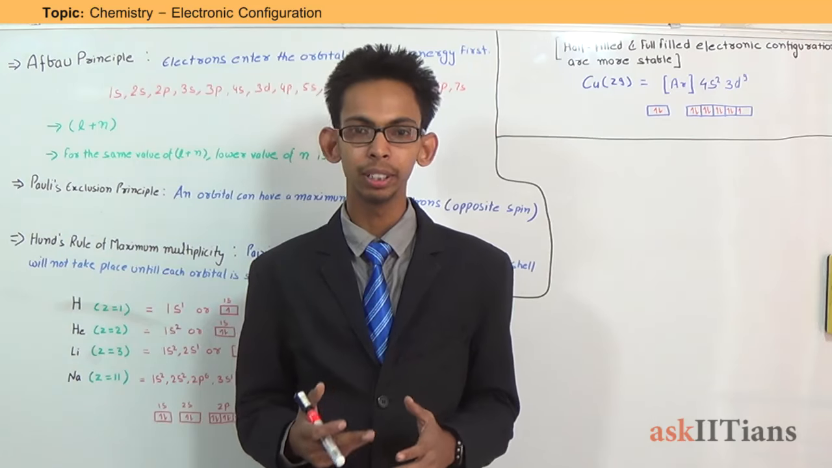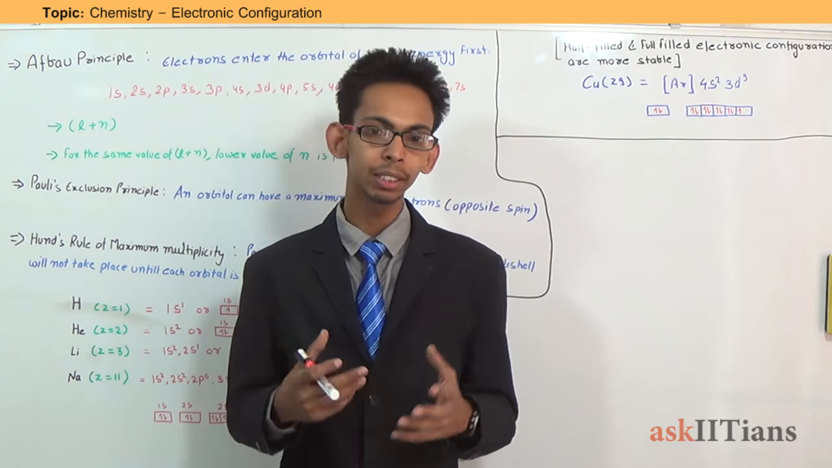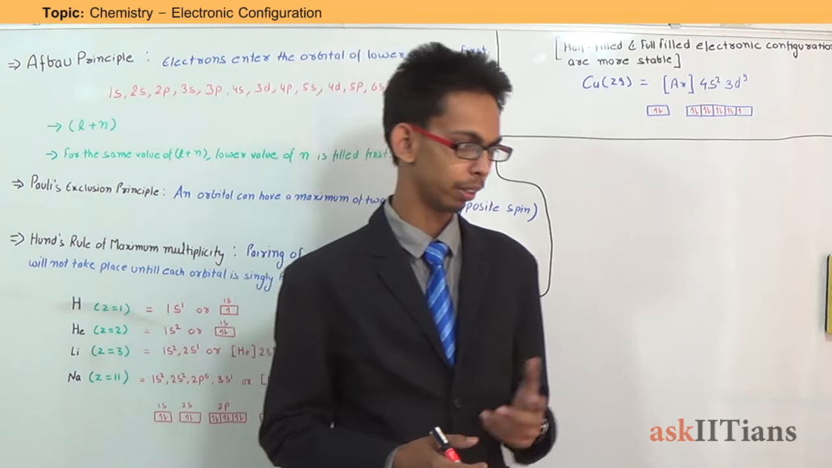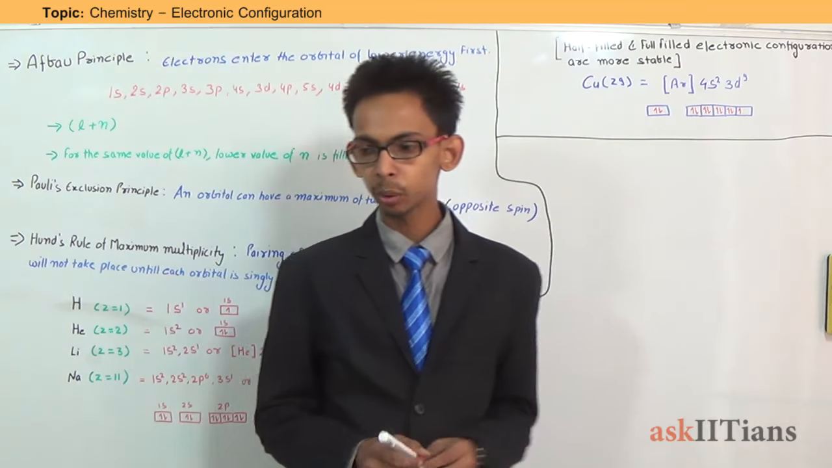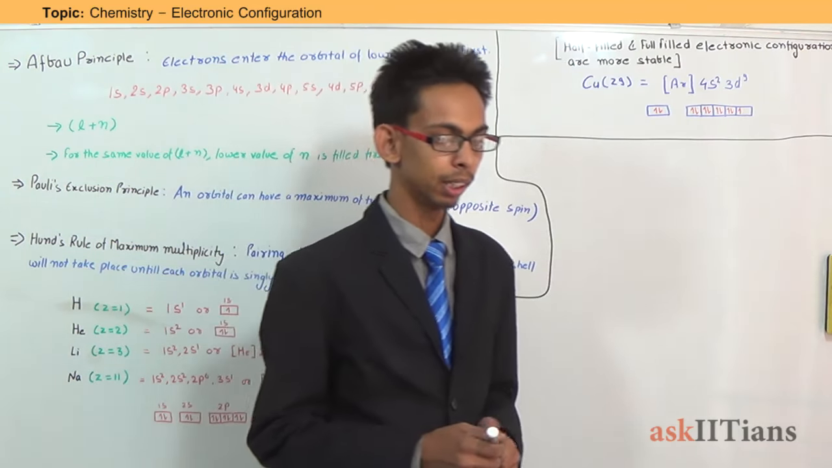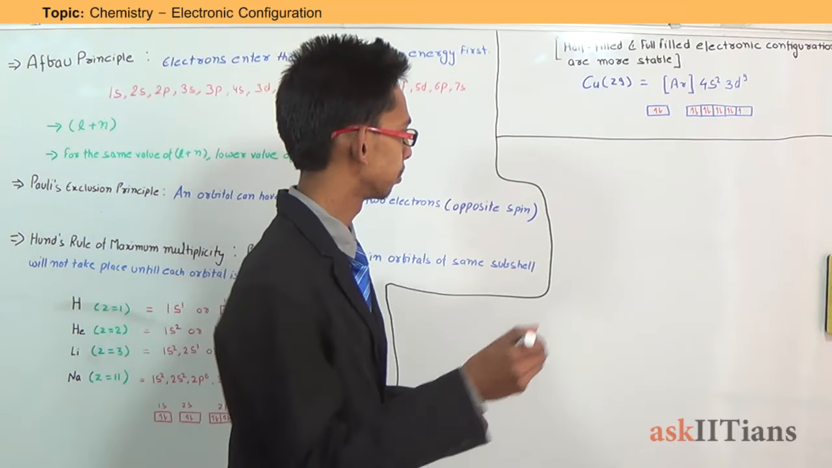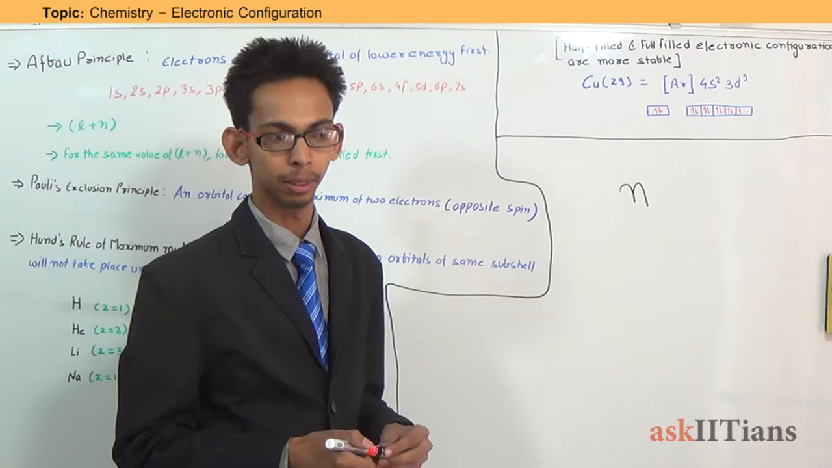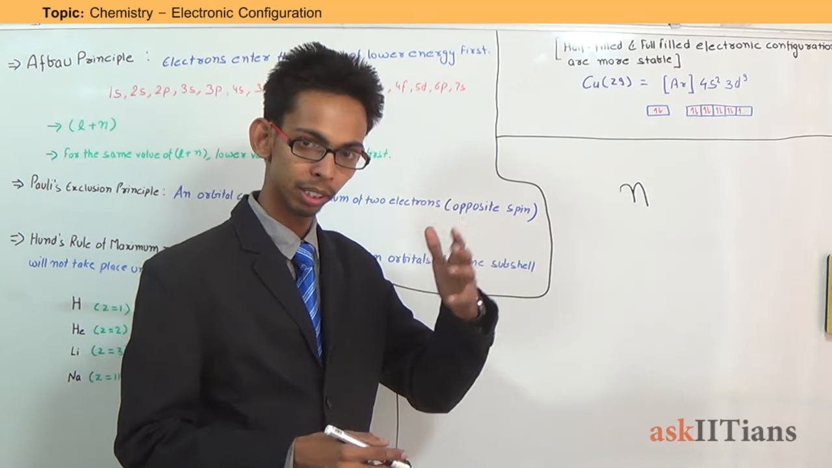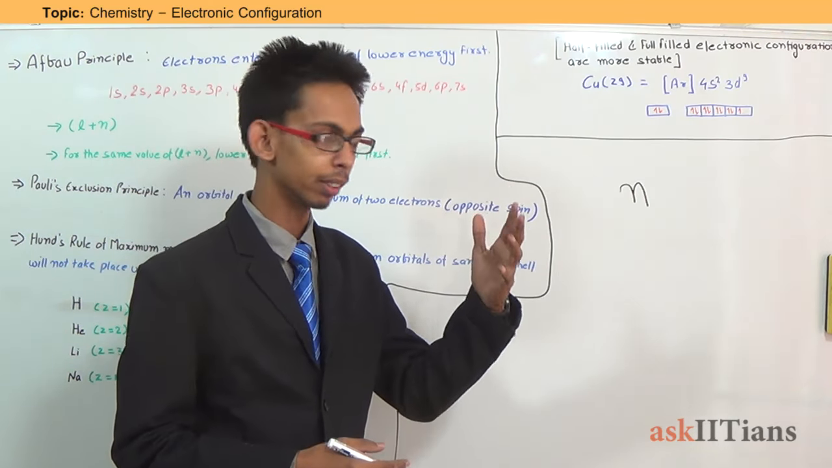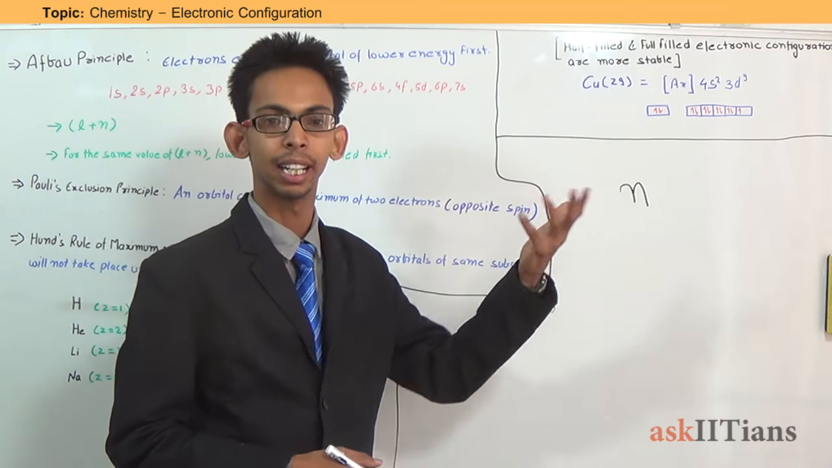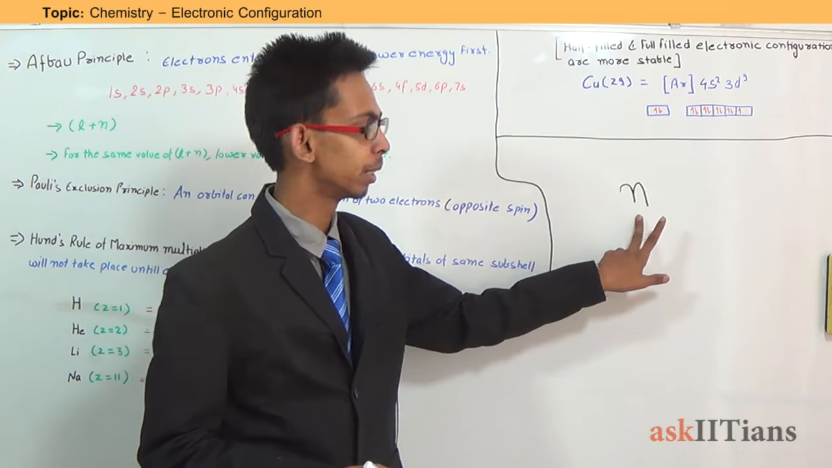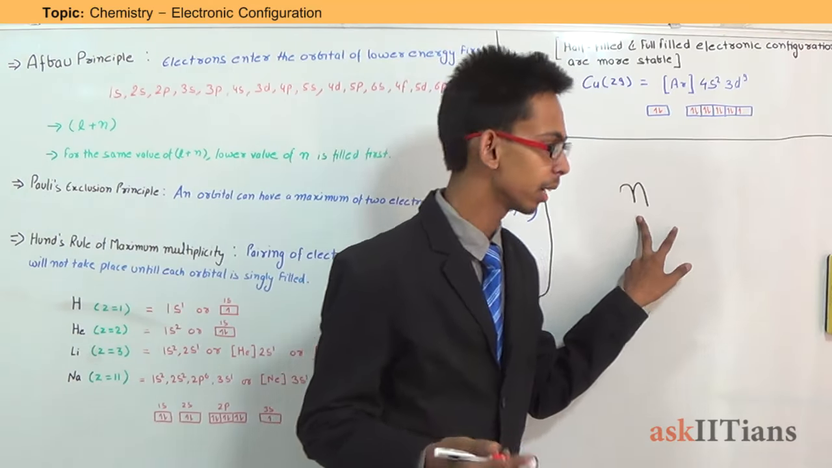Before starting with electronic configuration, let's have a brief look at the quantum mechanical model of the atom. According to the quantum mechanical model of the atom, there are some energy levels present within the atom. Electrons are distributed among different energy levels: the first energy level n is equal to 1, the second energy level n is equal to 2, the third energy level n is equal to 3. These are represented by n, known as the principal quantum number.